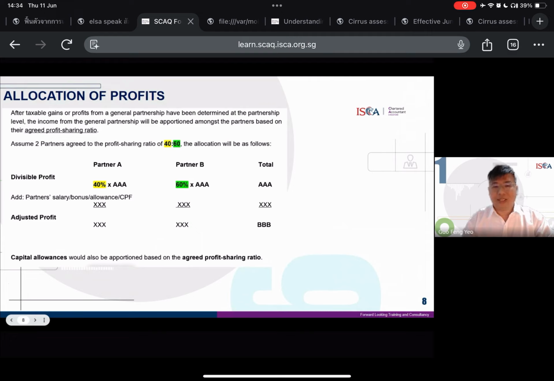Here, you can see that in the example, partner A and partner B enter into a profit sharing ratio of 40%:60%. Therefore, partner A will have 40% of the divisible profit. As for partner B, it will be 60%. The adjusted profit that they get will be accordingly the same amount, adding back the amount that they have in terms of their salary, bonus, CPF, and other expenses paid on behalf. It will be good to note that capital allowances would also be apportioned based on the agreed profit sharing ratio. This is a very important point that it will do you well to remember during the exam.